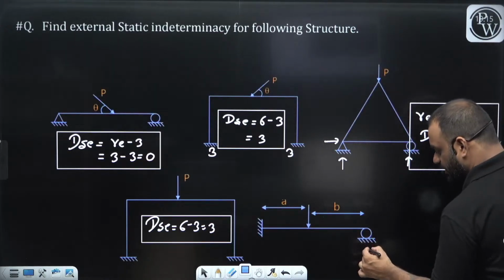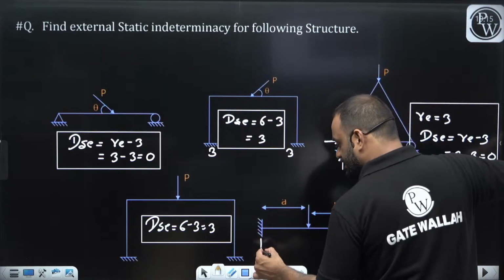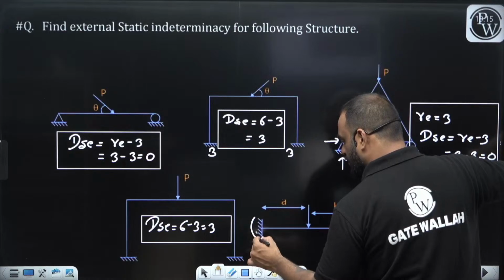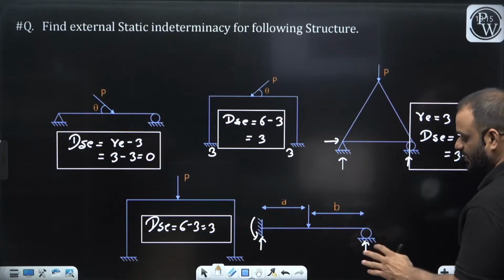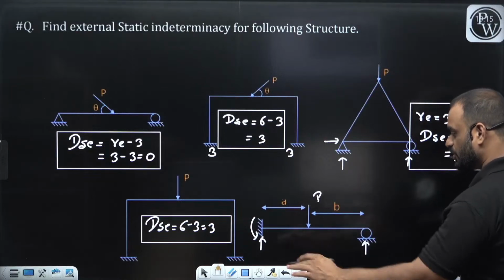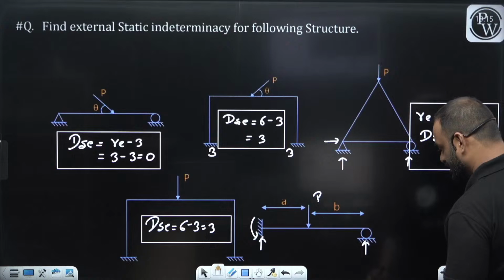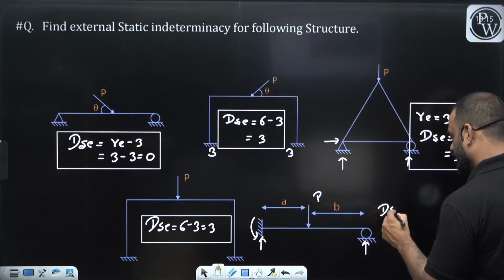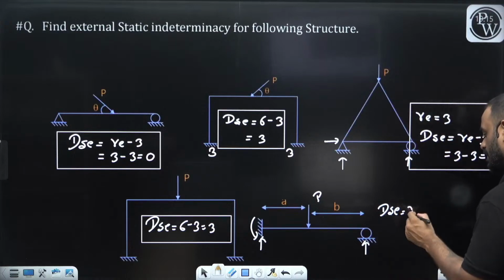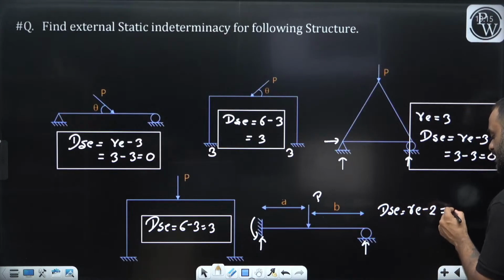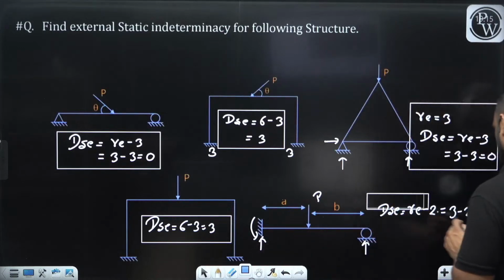So tell me, in this particular case, one vertical reaction will develop at the roller support. At this support, one vertical reaction, then we have a moment. Horizontal reaction will not develop in this particular case because you know that this is a beam with vertical loading only. Now you know that guys, summation Fx equal to 0 is not available for this particular structure. That means our formula will become DSC is equal to RE minus 2, not RE minus 3. RE minus 2. If it is RE minus 2, that means 3 minus 2, it is equal to 1. Not 0, Bhanu. It is not 0, it is 1.